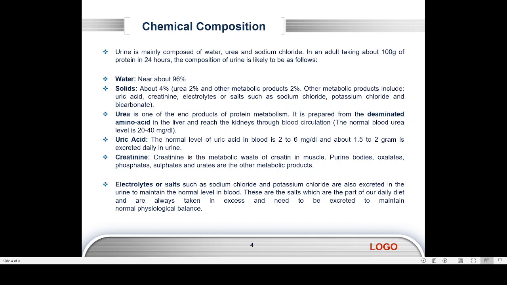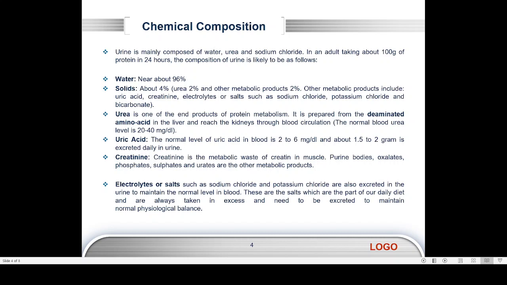In the liver, the amino group will be removed, and the urea reaches the kidney through blood circulation. So what is the normal quantity of urea in a person? In 100 ml of normal blood, the person will have around 20 to 40 milligram per 100 ml, that is per deciliter. That is the amount of urea present in the blood.